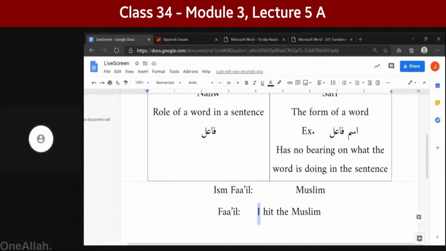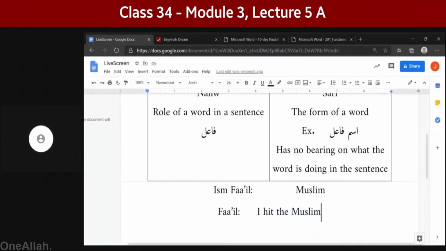Okay? Again, fa'il tells you role in a sentence. Ism fa'il tells you the form of the word. I is not an ism fa'il. I is a pronoun. That's its form. But its role in the sentence is fa'il. And in this case, the role of Muslim, even though Muslim is an ism fa'il, its form is ism fa'il, the role of Muslim in the sentence, it's not fa'il, it's detail now. And we haven't gone over the term for detail yet. But I hope that makes sense.